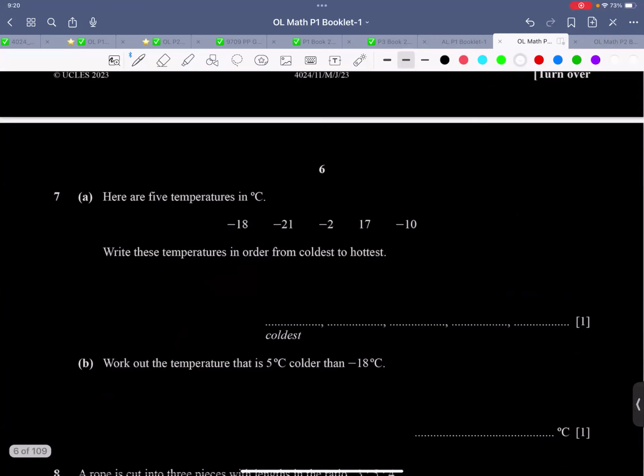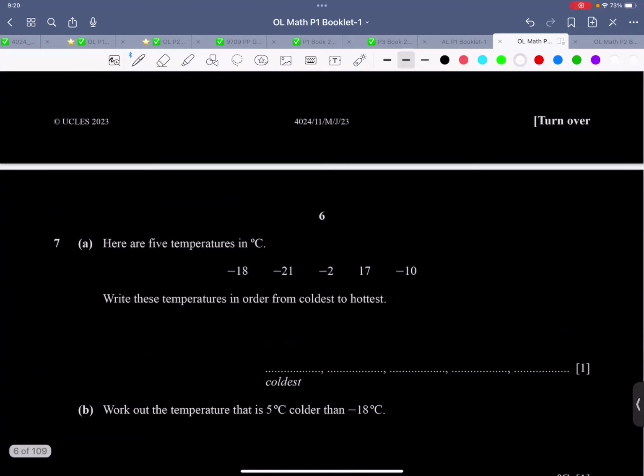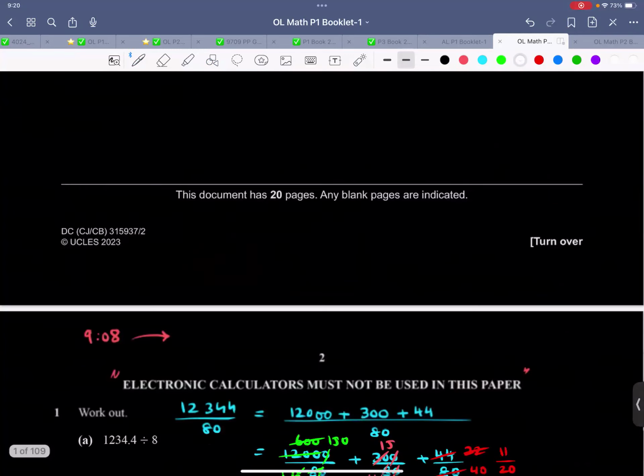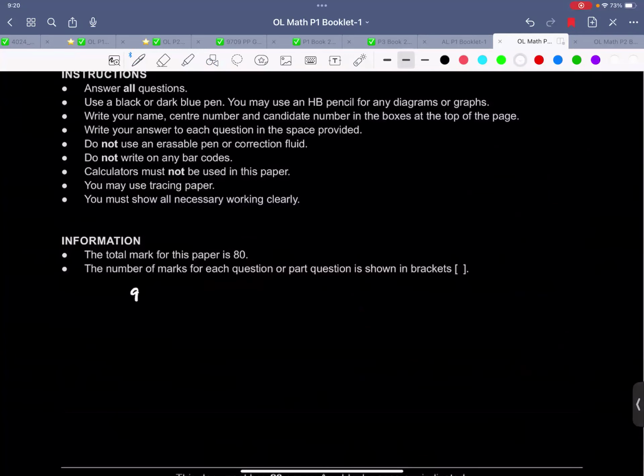So now 6 questions are done. And now we are starting at 9:20. What time did we start? We started at 9:08. So 9:08 till 9:20, that is 6 questions. So now let's start with 9:20 and keep on going.